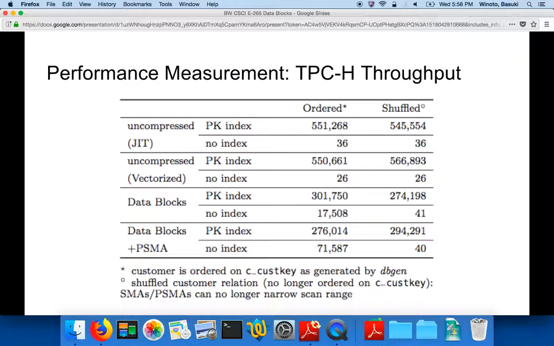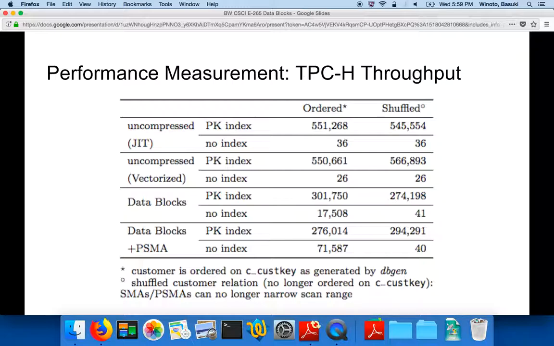Now we can see a whole lot of improvement there. The benefit is real. Between 36 operations in a second compared to 17,000 operations in a second, that's a whole lot of improvement. With PSMA, the improvement happens even more. On the no index, it improves up to 71,000 operations per second. But if it utilizes the index, now it becomes problematic, because now data blocks seems to have a lower performance than the regular uncompressed just-in-time or uncompressed factorized.